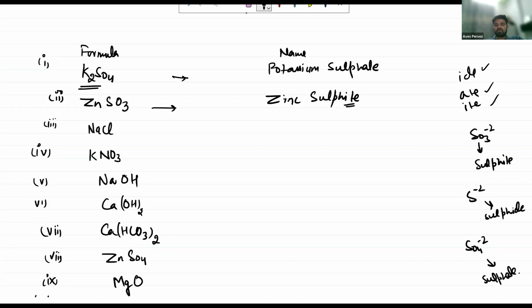What's the name of this compound? Yes, sodium chloride. Yes, sodium chloride. What's the name for this one? Aris, tell me.